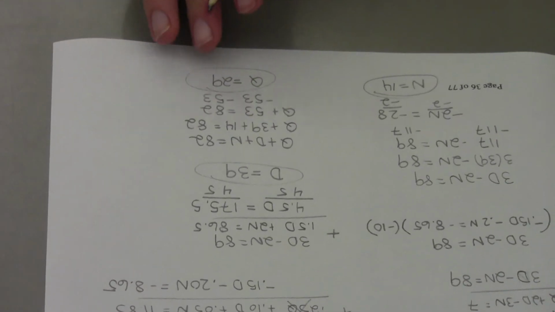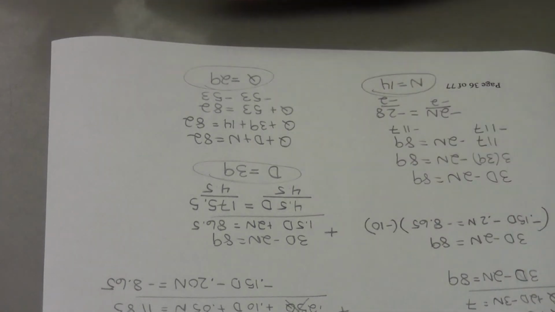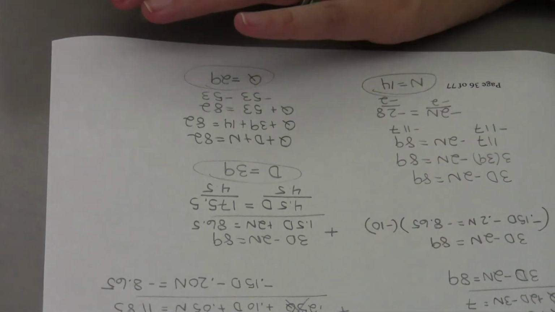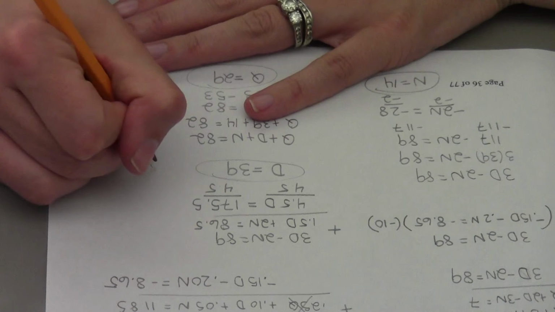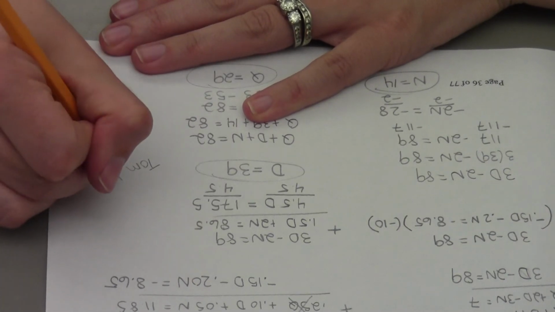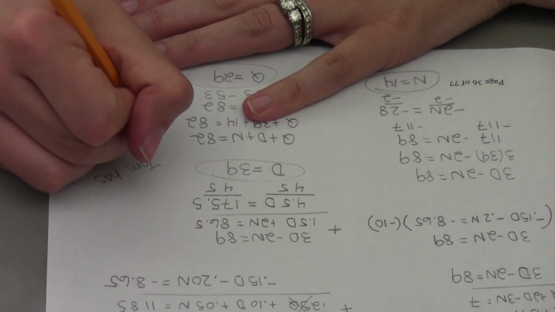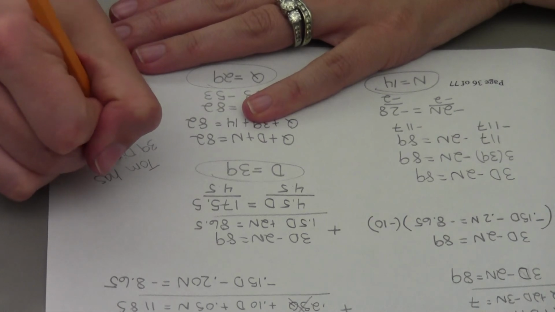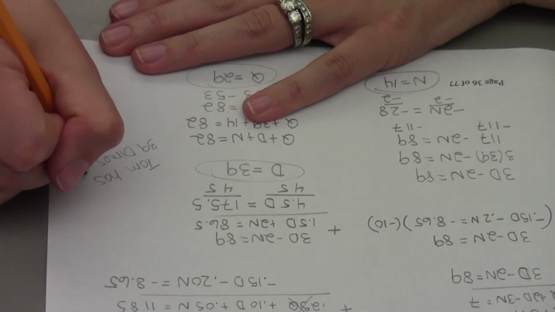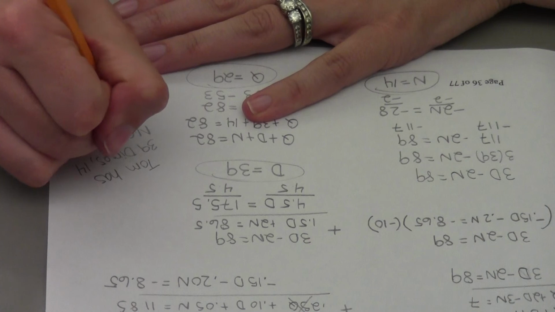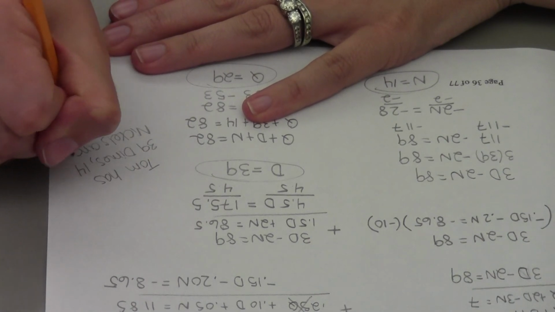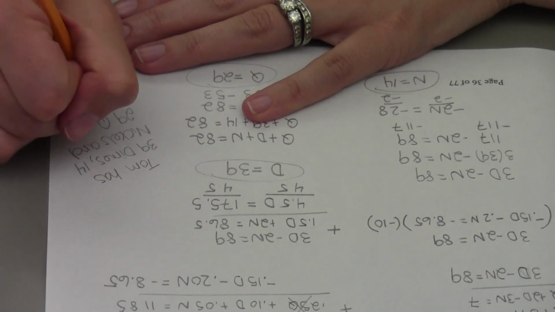So I've got my 3 variables. It is a word problem, so I want to go ahead and answer my question in words. I'm running out of room, but I'll do my best to say Tom has 39 dimes, 14 nickels, and 29 quarters.